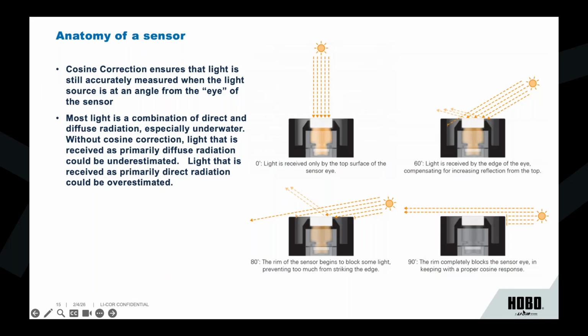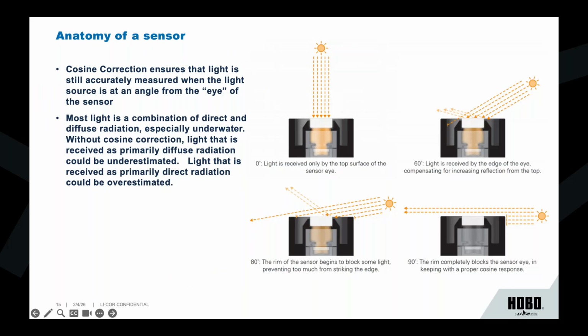Light that is received as primarily diffuse radiation, sort of at an angle, could be underestimated. Light that's received as direct radiation could be overestimated, especially if there are reflections present, because that can cause the particles of light to essentially be counted twice without the cosine correction. So the LI-192 in the MX2502 has cosine correction.